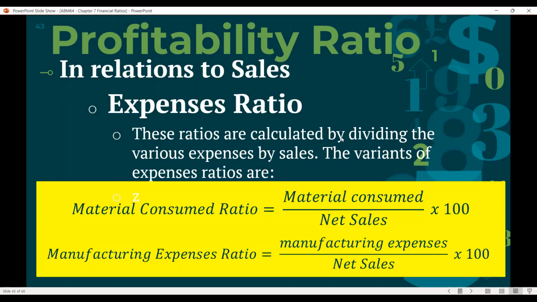So these ratios are calculated by dividing the various expenses by sales. So the variance of expenses ratio are this one. So at least we have two. We have material consumed ratio. So material consumed over the net sales multiplied by 100 because again, it is also expressed as a percentage. While manufacturing expenses ratio is manufacturing expenses over net sales multiplied by 100. As you can see, na siya'y variance, at least duha. Duha or many actually.